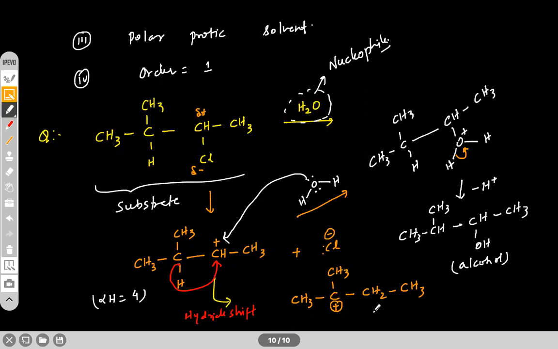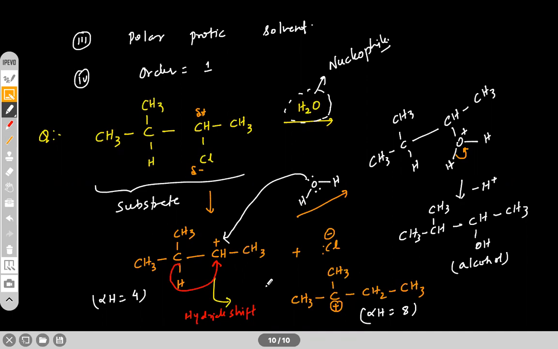Okay. Here the number of alpha hydrogens would be 3 plus 3 plus 2, that is 8. So obviously more alpha hydrogens, this one is more stable. So this 1,2 hydride shift gives you a more stable carbocation. If by any further rearrangement we can increase the stability of the carbocation, we'll do that. It's not like only one rearrangement is possible.